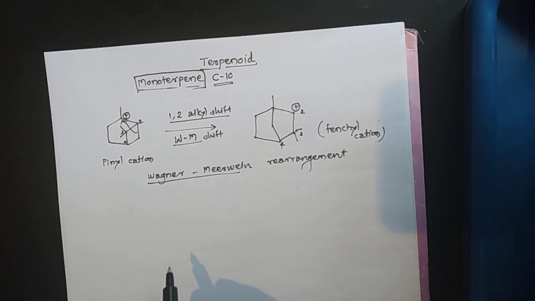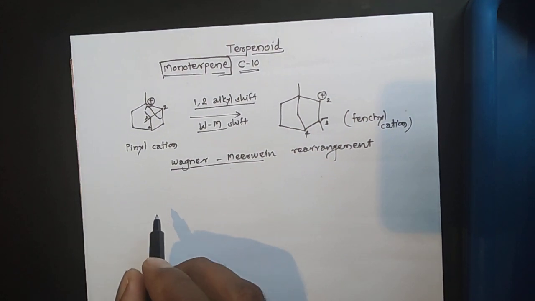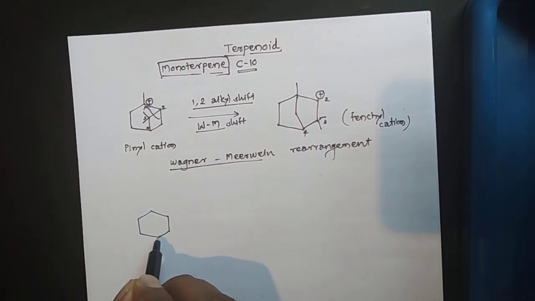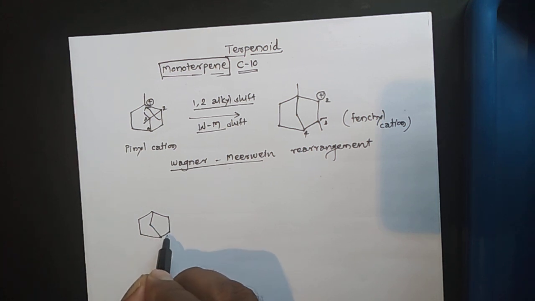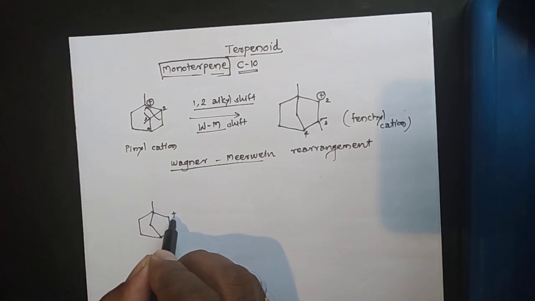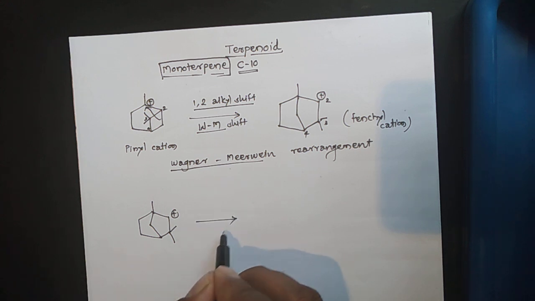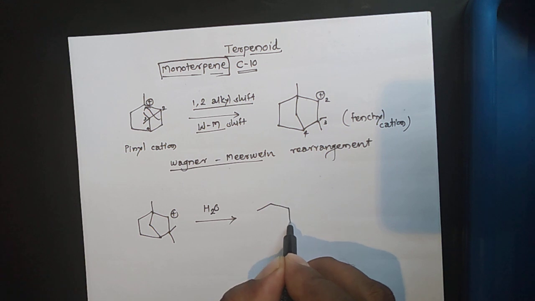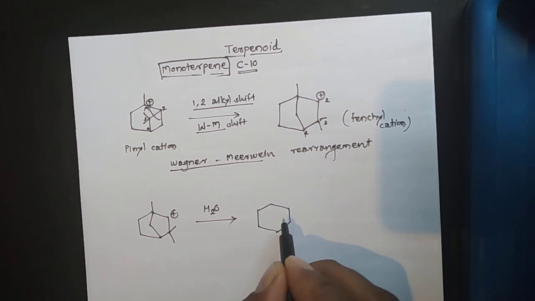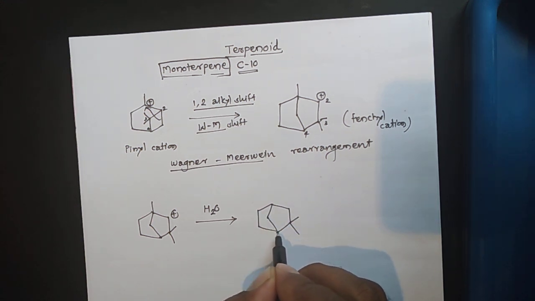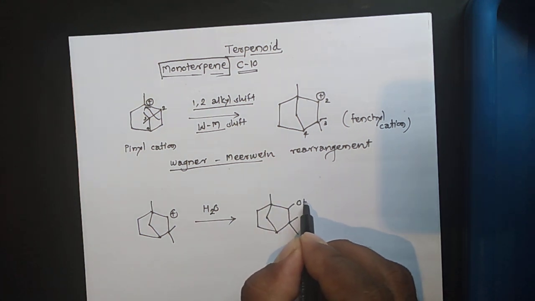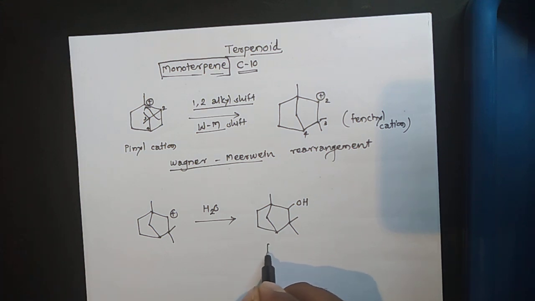Then using this fenchyl cation, I will write it in a better way like this one. We will hydrolyze it, then there will be formation of alcohol. This as such, then the alcohol will be formed, which is called fenchol.